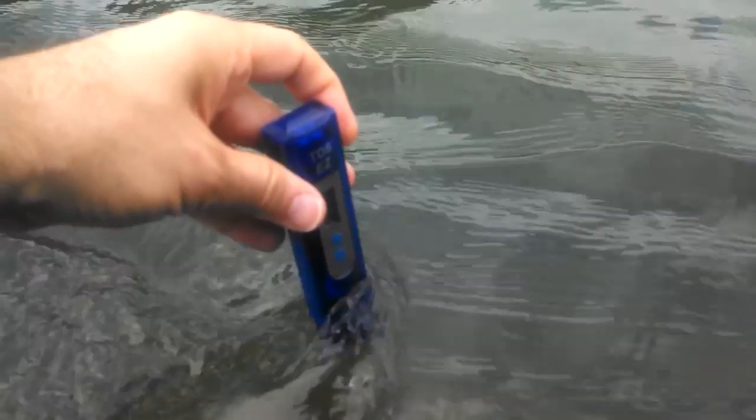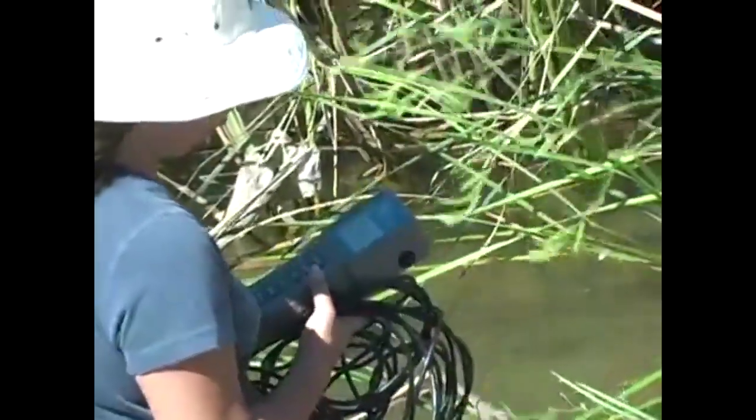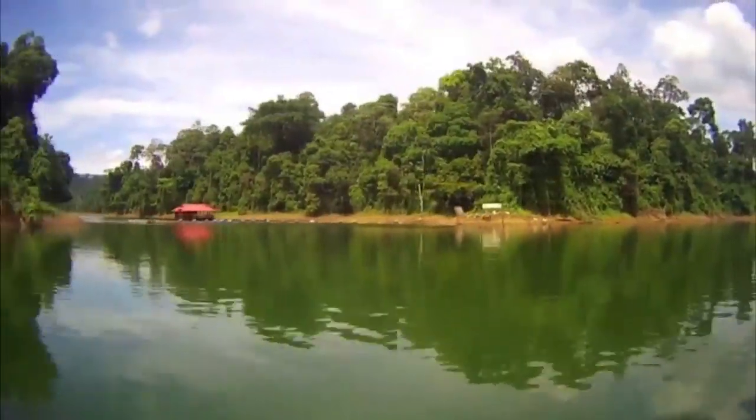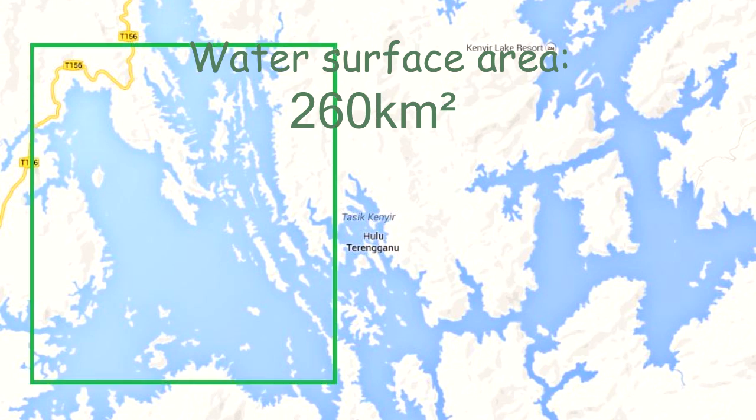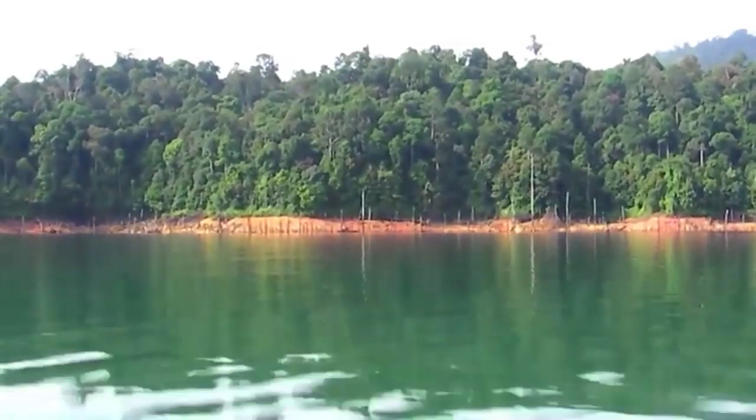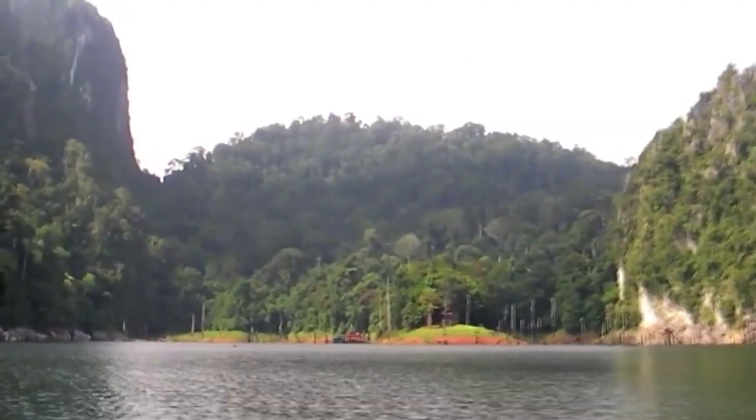Another method is to bring the equipment itself to the location, gaining results in a shorter time. Both methods require the researcher to be present at the water collecting point. These two methods pose major problems if the coverage area to be tested is very large. For example, the water surface area of Tasik Kenyir is 260 km squared. For such a large area, the water quality on the left side and the right side might be different.